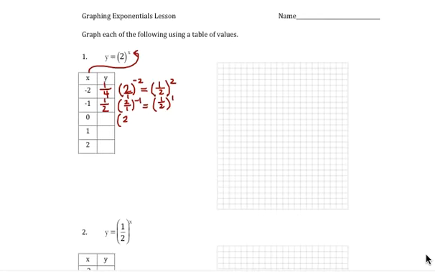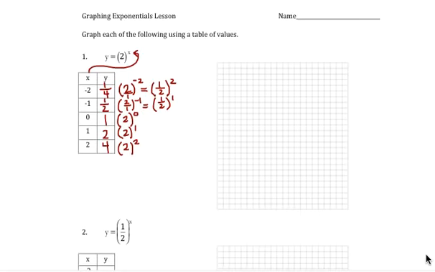Okay, then we have 2, or 2 over 1, to the 0 power. What is that? It's been a little while. 1. 1, good. Anything to the 0 power is 1. Then we have 2 to the first power. This is a positive 1, which is just 2. And 2 to the second power, which is 4. Okay, and then all we're going to do is plot these points, and you will have your exponential function.